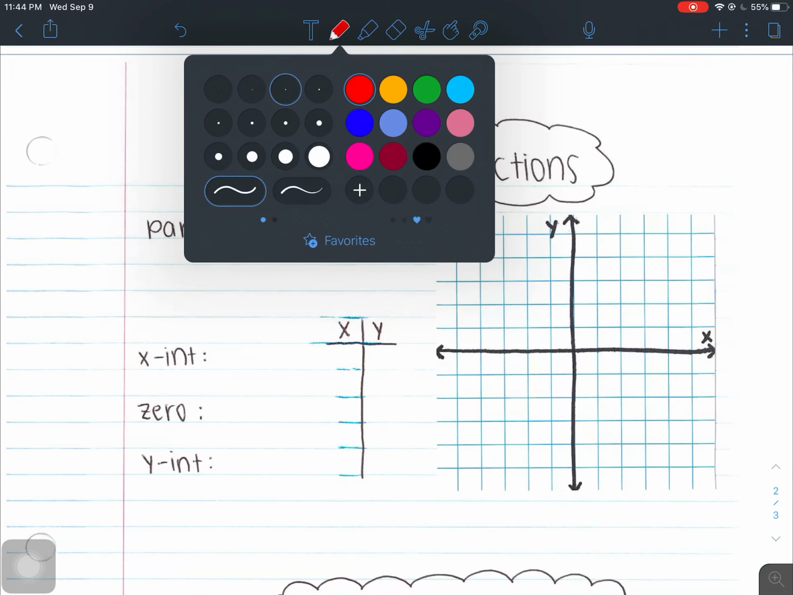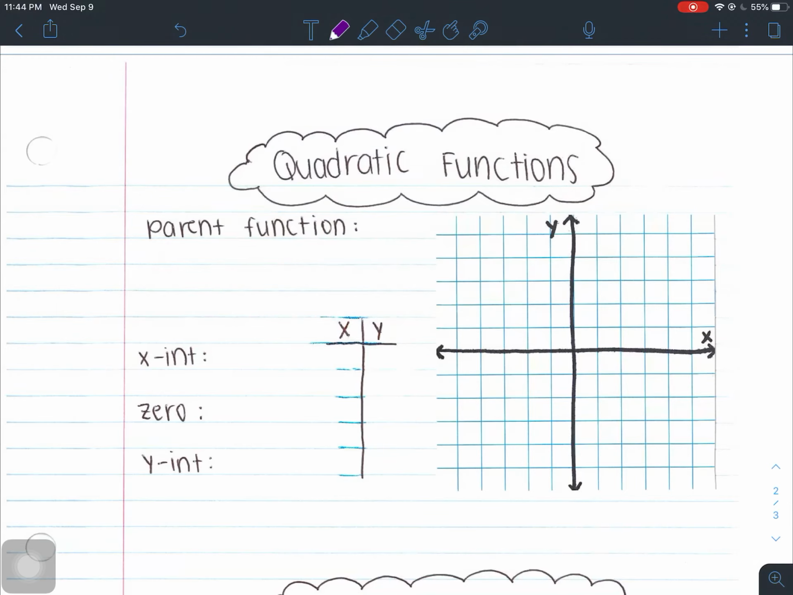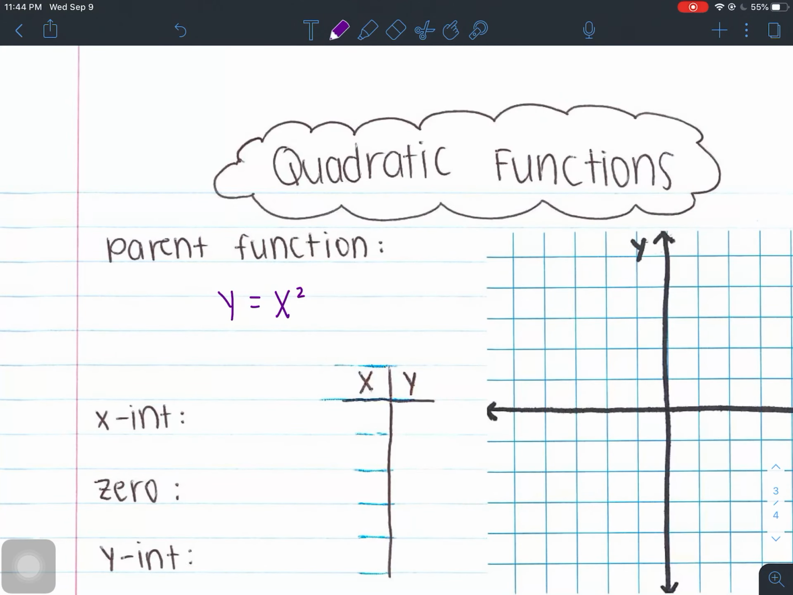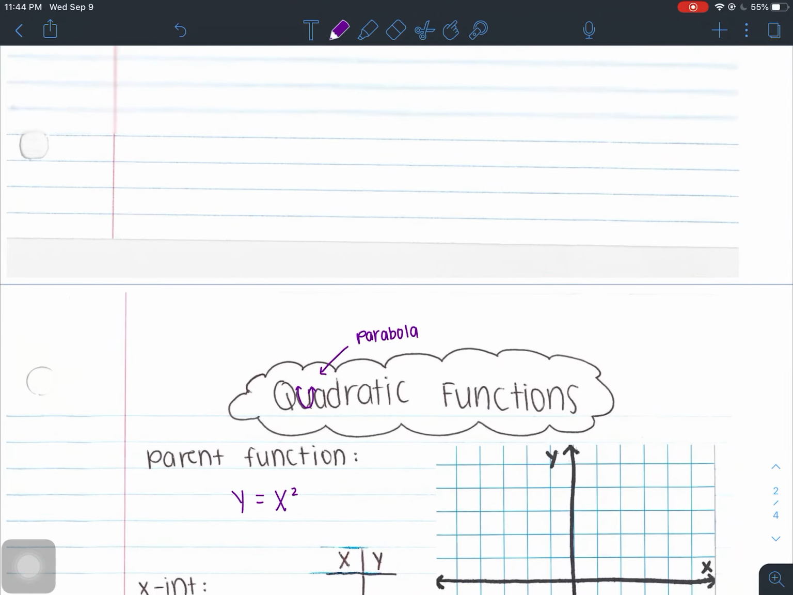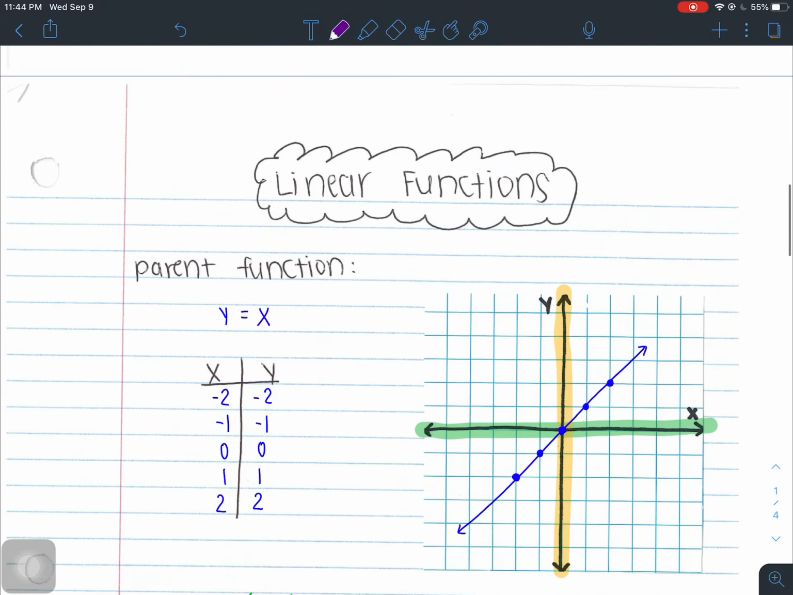All right, we're going to move on to our second parent function, which is the quadratic function. Now, the quadratic parent function is y equals x squared. Now, I said in the very beginning that a quadratic function is u-shaped. And so I had you memorize, or had you try to remember it by looking at the u in quadratic here. Now, that u shape is actually called a parabola. That's just the name of the shape, so don't freak out. You're like, what is that? It's just the name of the u. We don't call it u-shape, we call it parabola.